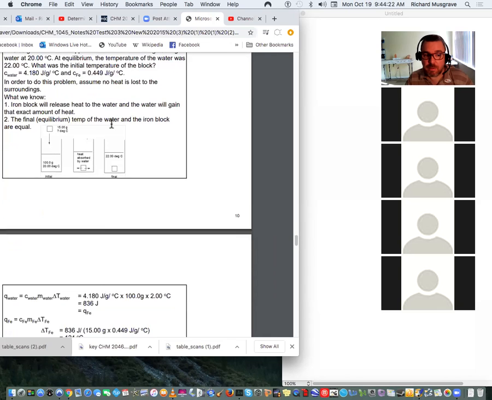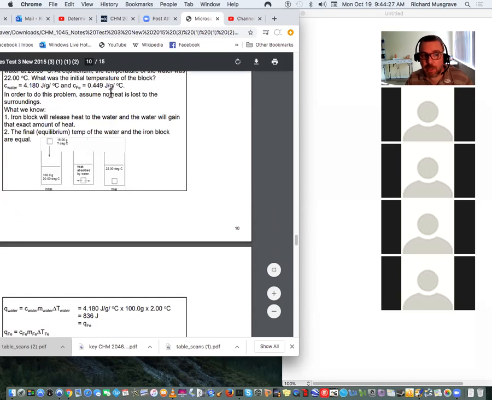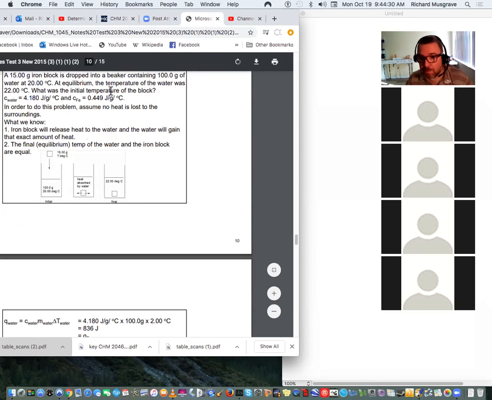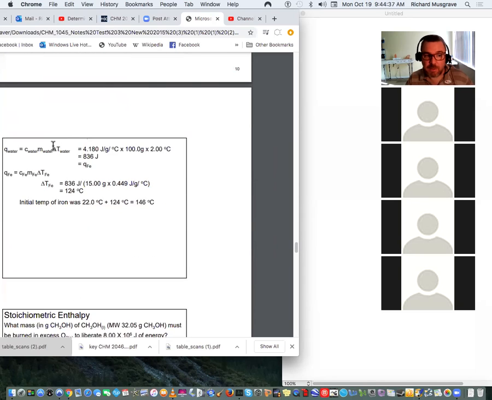I don't get it. Can you show me the equation again? Sure. Because we're looking for the temperature of the iron, it means we have to figure out how much heat was absorbed by the water first. And that's down here, David. Q water is equal to C water times M water times delta T water. The delta T being 2.00 degrees, the difference in temperature. This is how much heat, 836 joules, was absorbed by the water, which happens to be the amount of heat released by the iron.